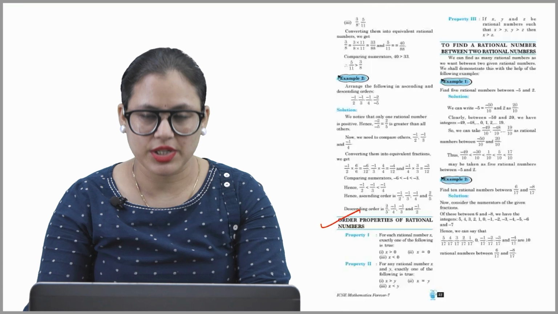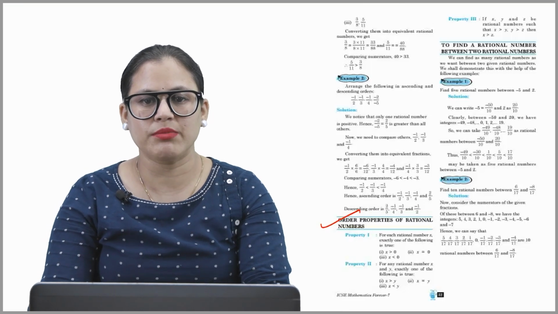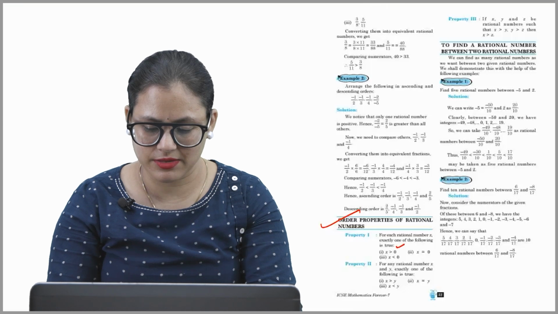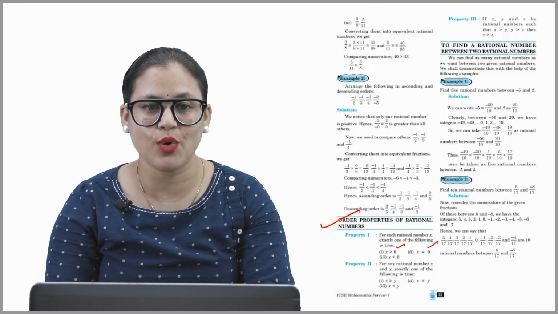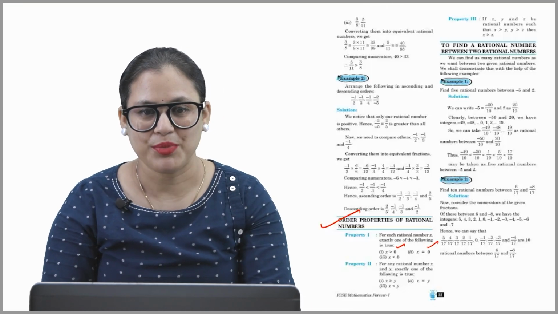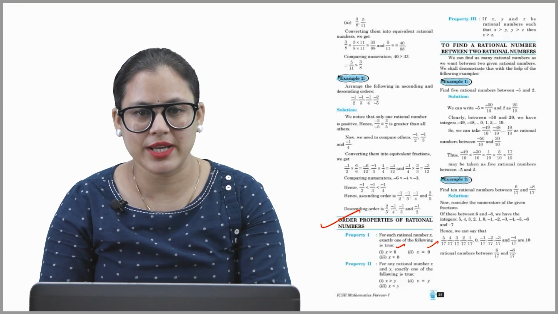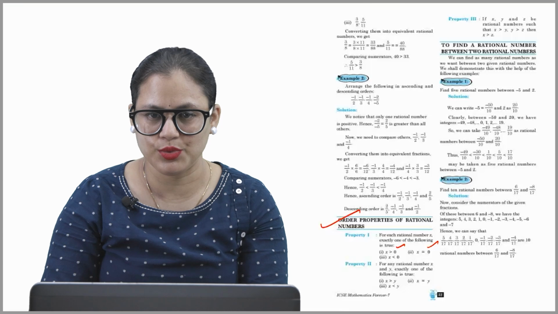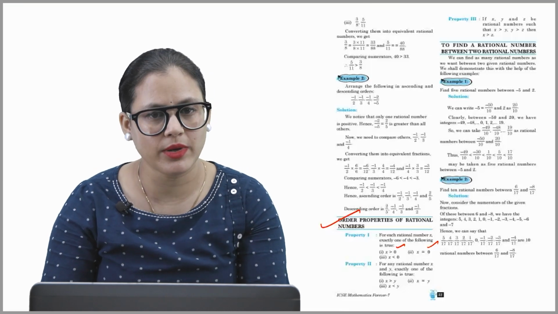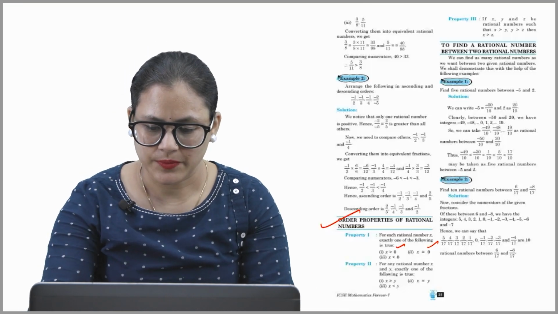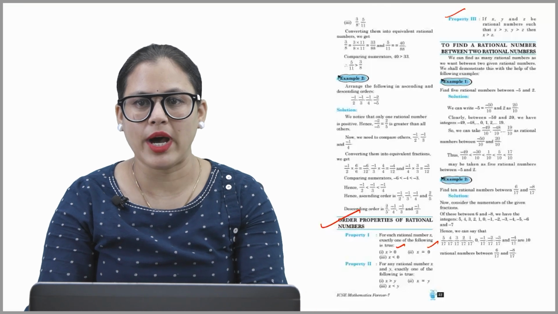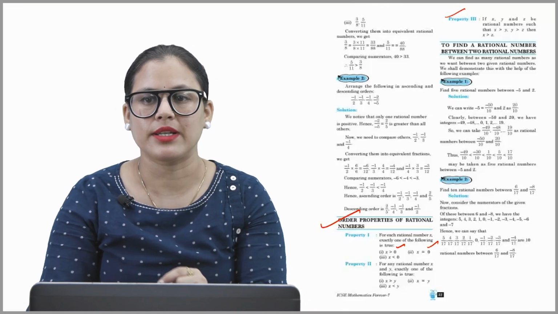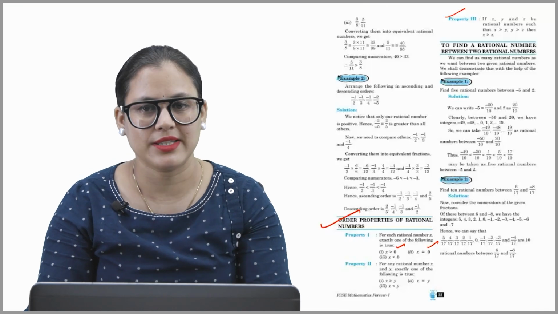Order properties of rational numbers. Property 1. For each rational number x, exactly one of the following is true: either x is greater than 0, or x is equal to 0, or x is less than 0. Property 2. For any rational numbers x and y, exactly one of the following is true: 1. x is greater than y, 2. x is equal to y, or 3. x is less than y. And property 3. If x, y and z are rational numbers such that x is greater than y and y is greater than z, then x is greater than z.